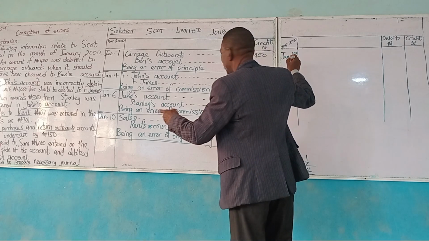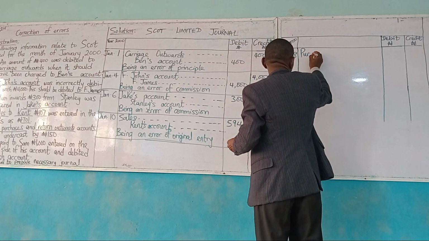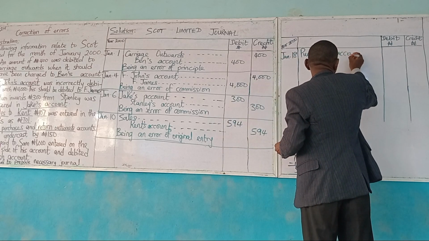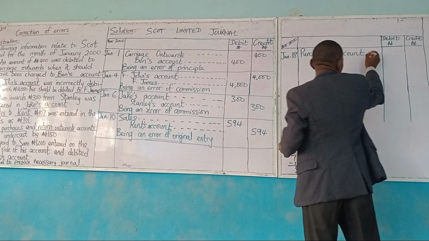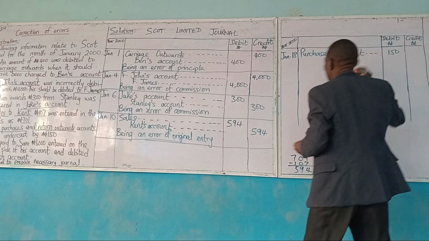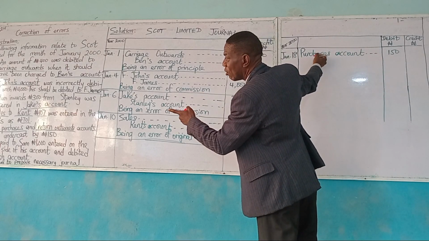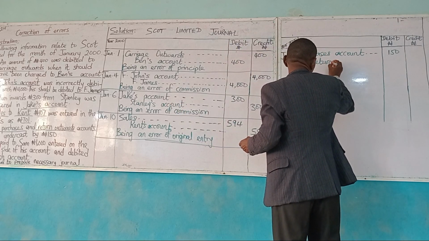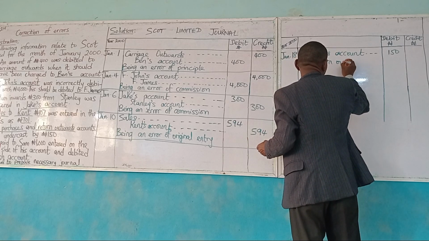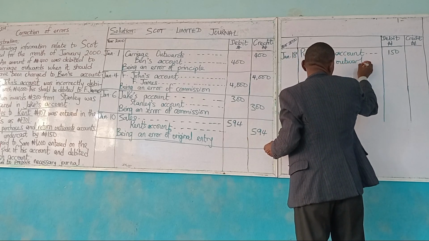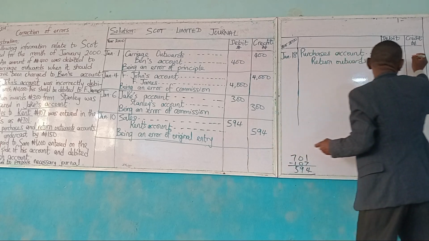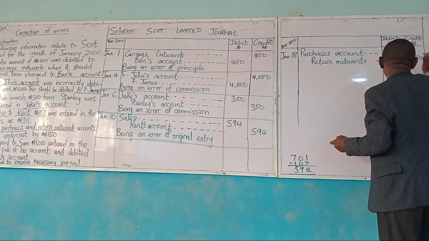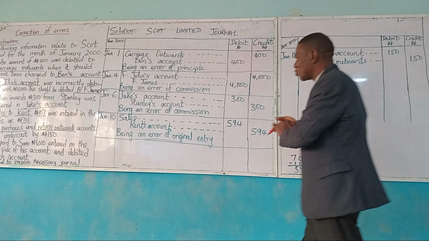For this account, the account that must have a debit balance, it has been reduced mistakenly, so we add 150 back to it because it was undercast. And we also have the return outwards account, which is an account that you give out most often. But the credit side has also been undercast by 150. So at the credit side we add an additional 150.